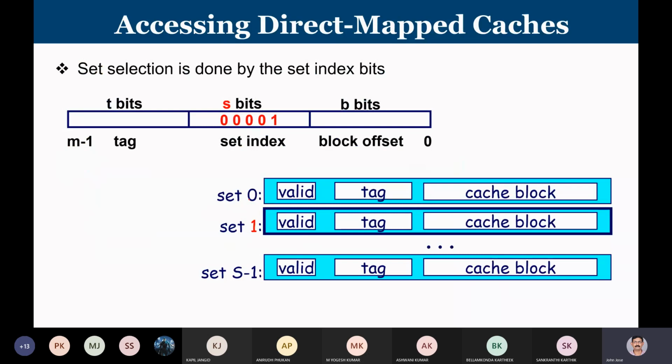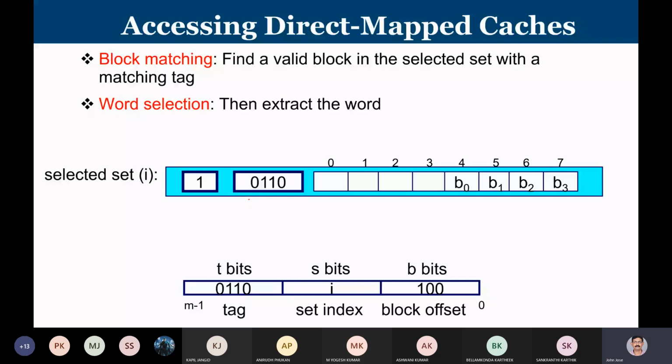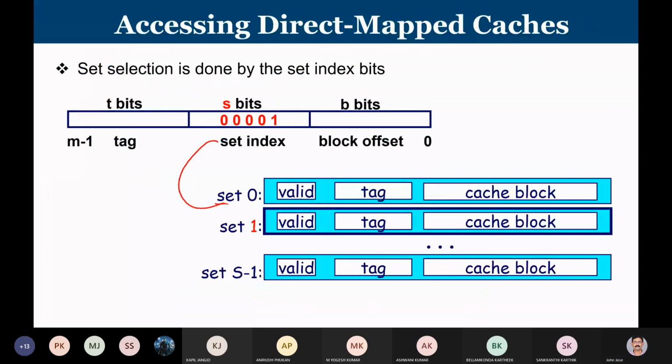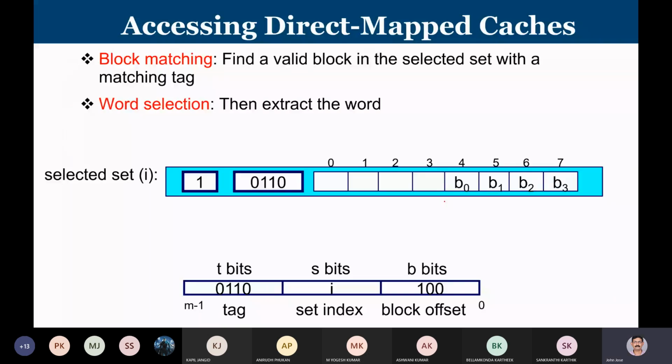So let us say this is the address given by the CPU. The index bits say 0001, so I have to match to set number 1. And here what will I do? I see whether the tag value of the incoming address is the same as the stored tag and valid is equal to 1. If they are both the same, then this is my data, and using the offset I can extract it. So only a limited comparison has to be done.